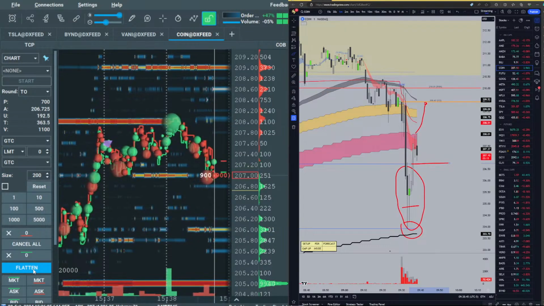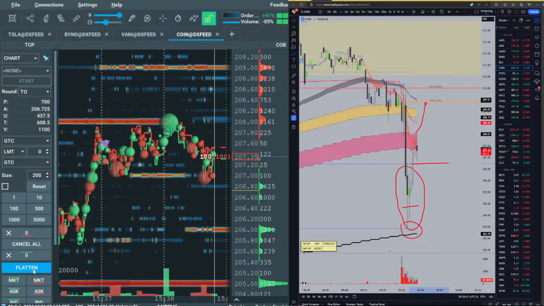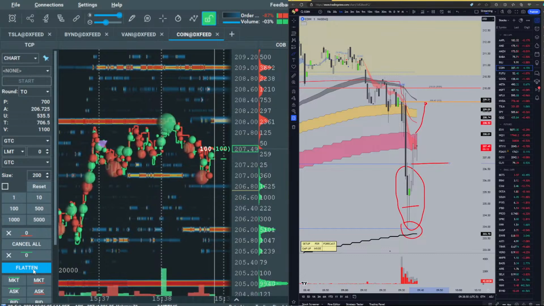APLT, J-line curl, A plus. Long play, APLT, 840, 850.